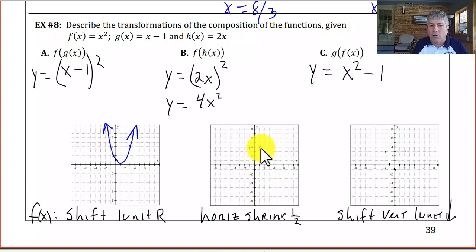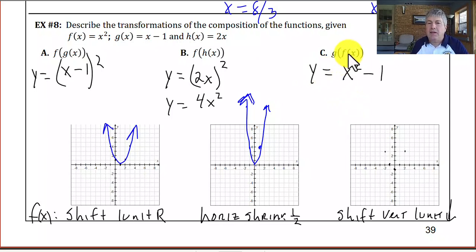So when x is 1, y is 4. When x is 2, y is 16. So that's going to be way up here. And so we've really squeezed this graph. Wow, I did not do a good job of graphing that. I totally whiffed on that point. Try that again. That's a little better.